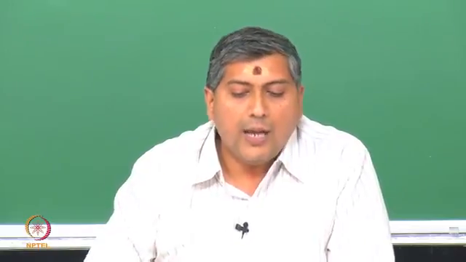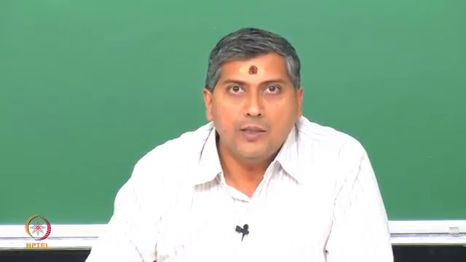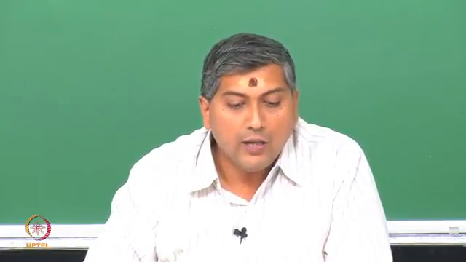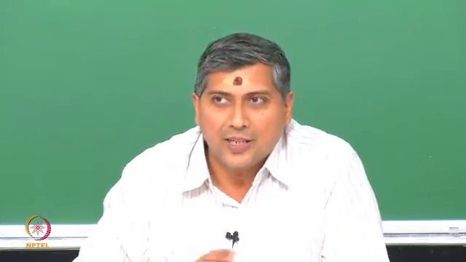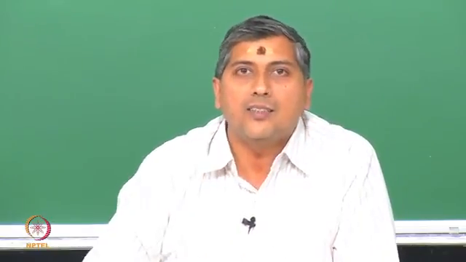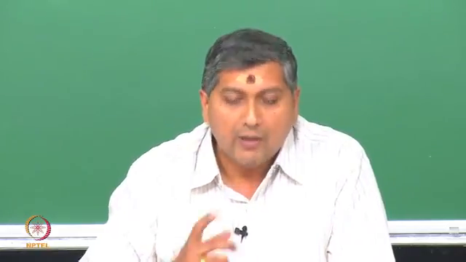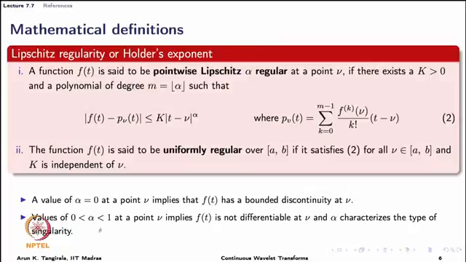Now, what we would like to know is how to detect singularities. What has the Lipschitz regularity got to do with singularity? Well, a value of alpha equals 0 at any point nu implies that f of t has a singularity there. That is the key. So, if I find from my CWT that alpha is 0, then I conclude that there is a singularity. We can still do it visually, but here we are able to do it quantitatively, and that is the most important thing. And any value of alpha between 0 and 1 means that f of t is not differentiable at that point, and the value of alpha characterizes the type of singularity.